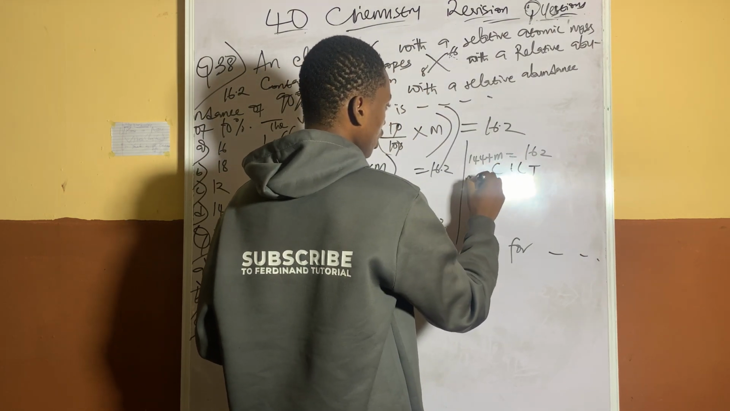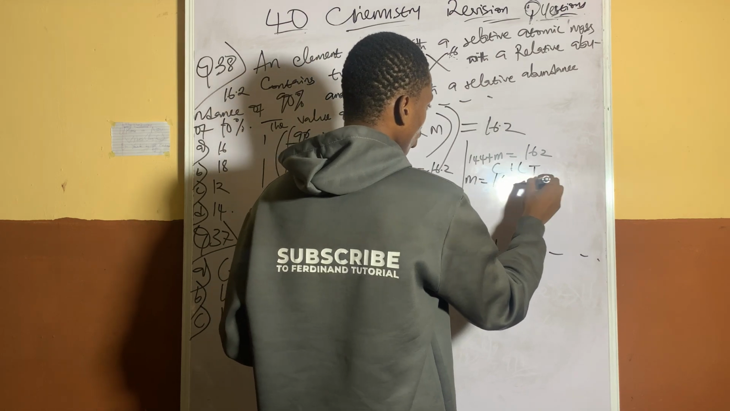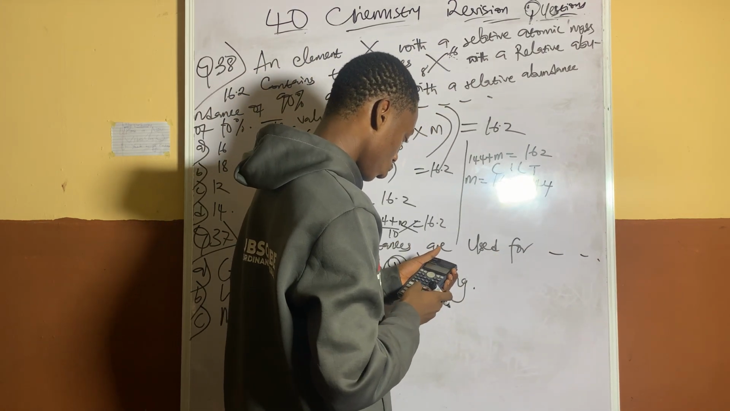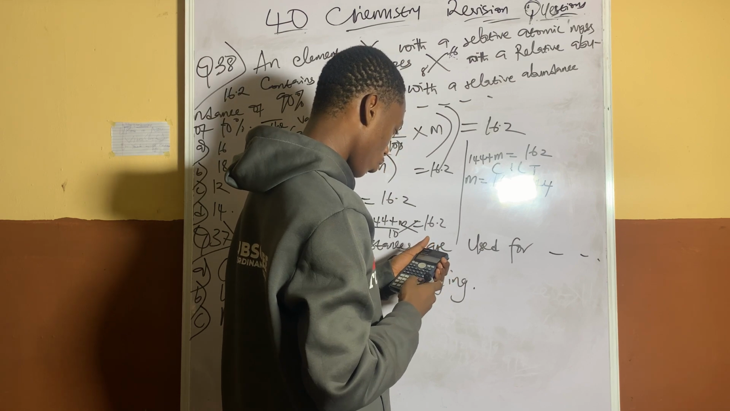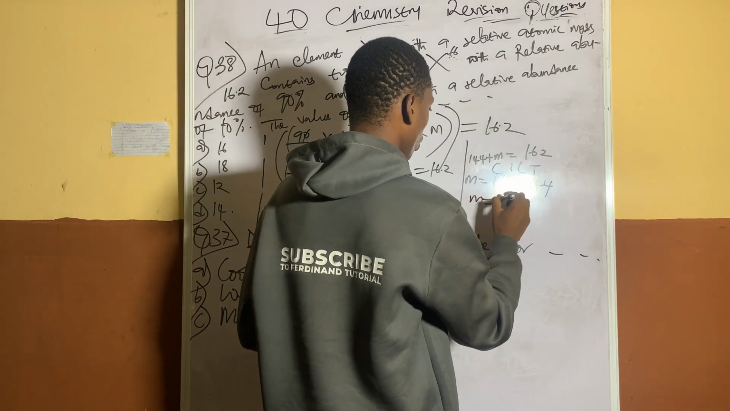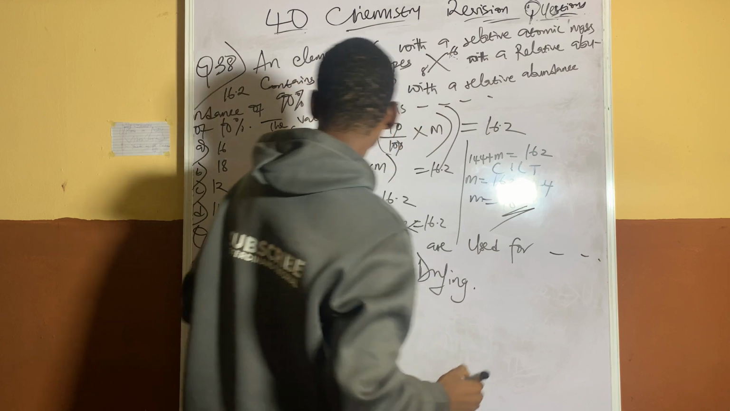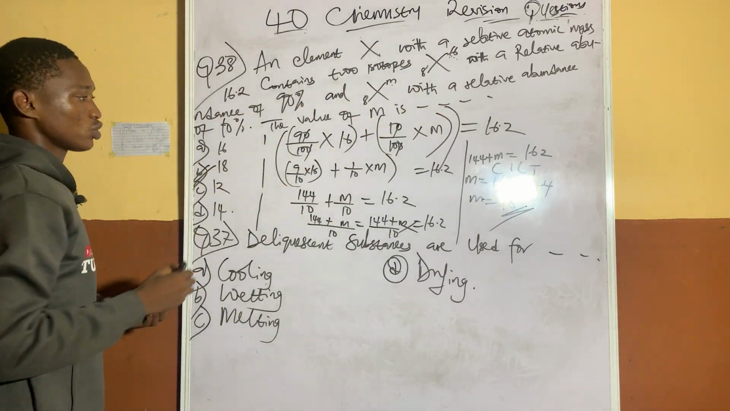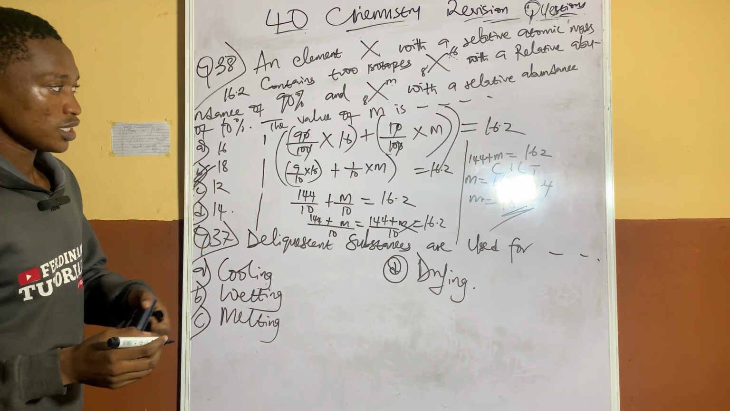Collecting like terms simply means M will be equal to 162 minus 144. So I will say 162 minus 144. My M is equal to what? Is equal to 18. So if I come here, the value of my M here is 18. So my answer is what? Number B. Did you understand what we did here?